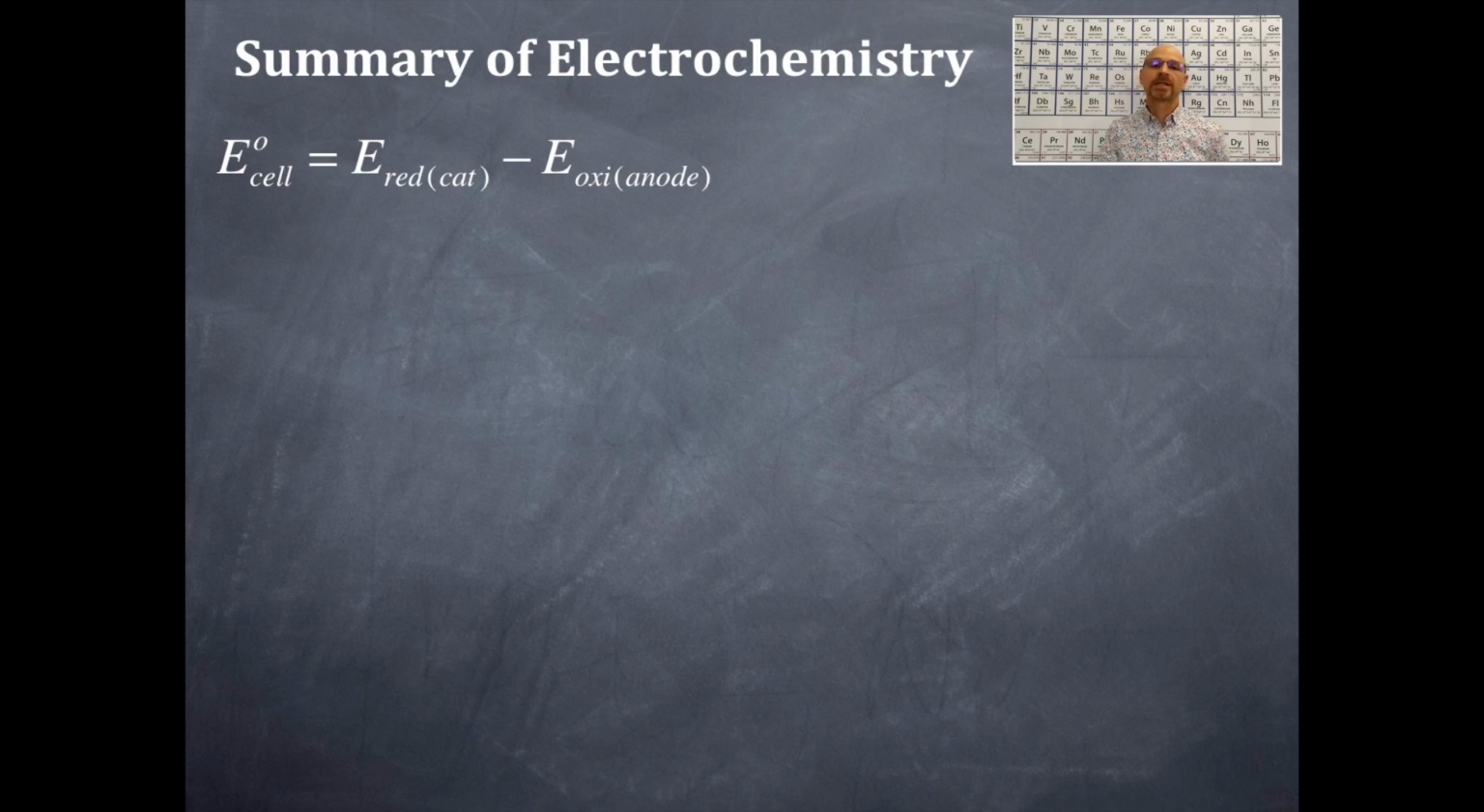That superscript 0 is read as "naught." We've read that before. So E naught for the cell is equal to the E for the reduction, or the cathode half reaction, minus the oxidation, or the anode half reaction. A key to this equation is that you never multiply. That's one of the most common errors for students to make: you never multiply when using this equation.